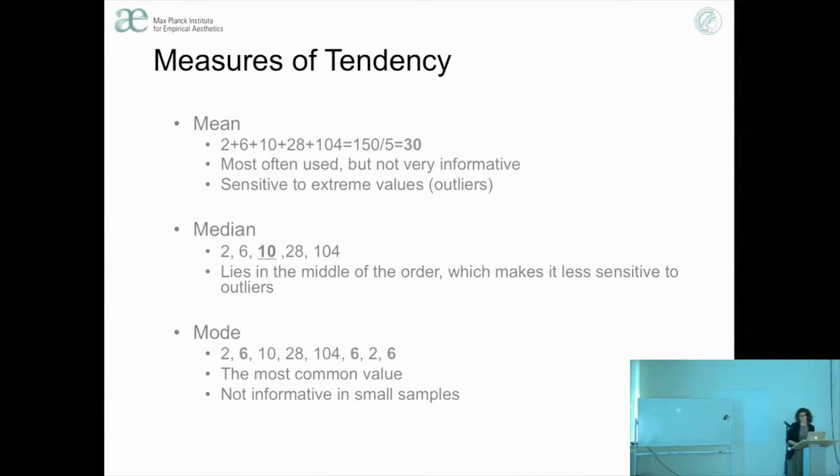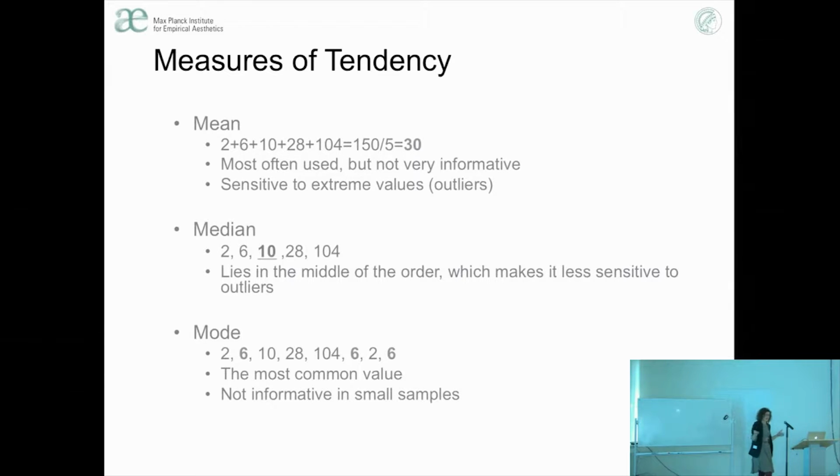So first, measures of tendency. There are more measures of tendency than these ones, but these are the ones that are most often used. So you have the mean, the average. Everybody knows this. This is how you calculate the mean. You take all of the data points in your sample, you add them up, and you divide them by the number of data points in your sample.